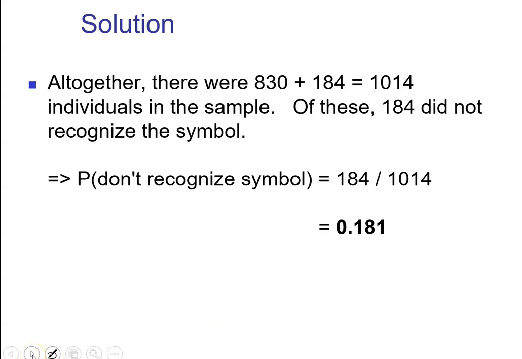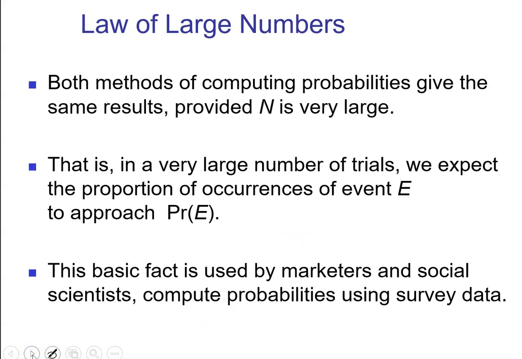All right, so the law of large numbers. Both methods of computing probabilities give the same results, provided n is very large. That is, in a very large number of trials, we expect the proportion of occurrences of E to approach the probability of E. So again, very large numbers, super important there. This basic fact is used by marketers and social scientists to compute probabilities using survey data. Okay, so again, really large numbers.